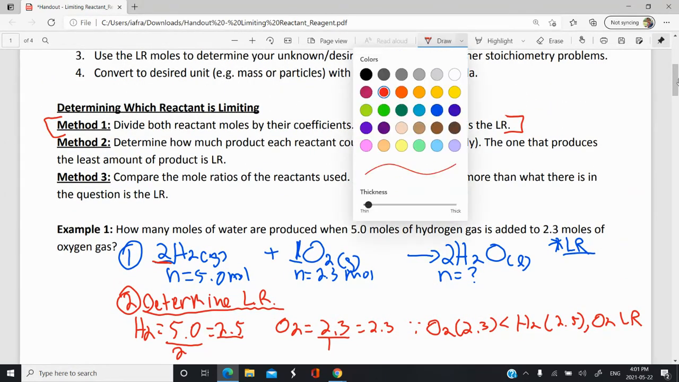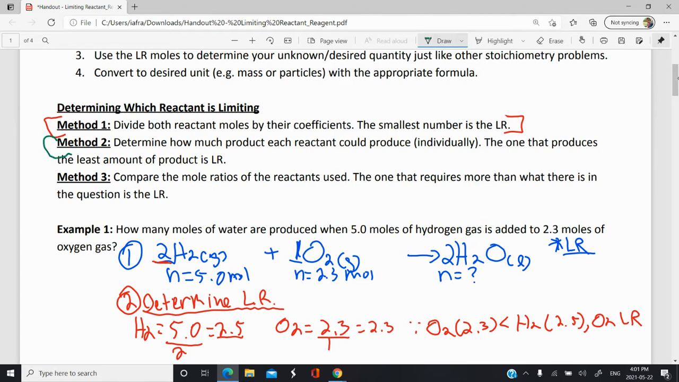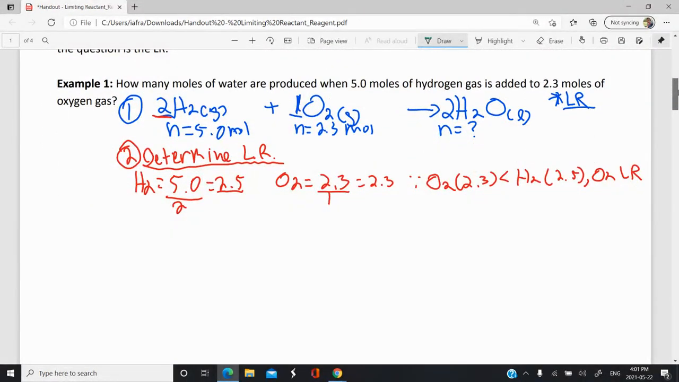Method number 2 we'll do in this green color here. Determine how much product each reactant could produce individually. The one that produces the least amount of product is the LR. So what we're saying is essentially do stoichiometry twice. Find how much product you could make with the H2 using stoichiometry, and find how much product you could make with the O2 using stoichiometry. The one that made the smallest amount is your limiting reactant, because the other one that made more, you overestimated.